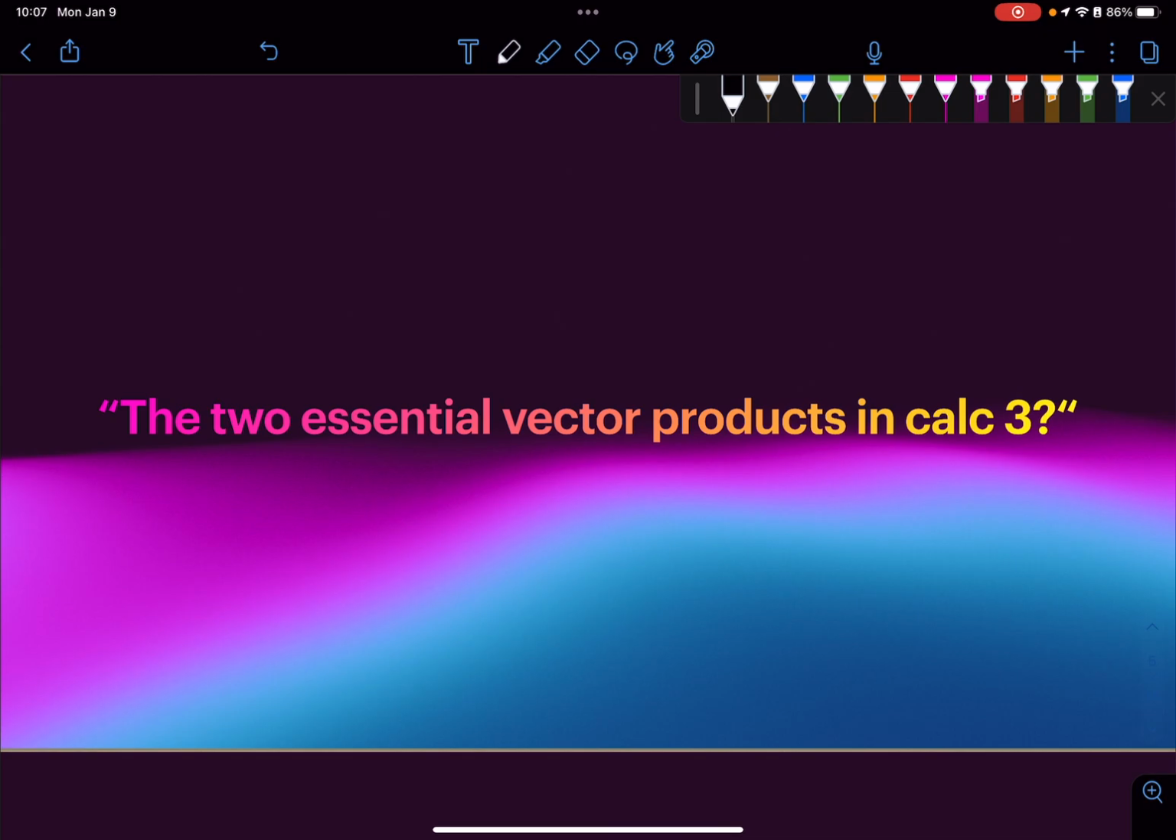What are the two essential vector products that you will be learning in Calc 3? I think everyone would agree with me that the two most essential vector products in Calc 3 are the dot product and cross product, and I hope you already know how to compute them. In fact, we will be computing many dot products and cross products as we progress in the course.